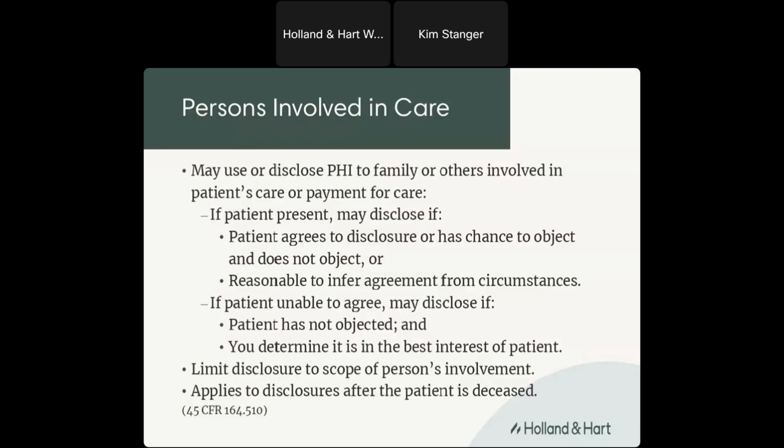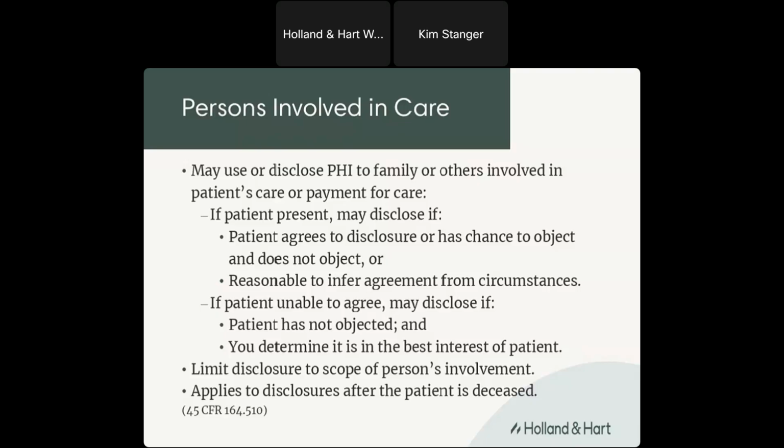So for example, if a patient comes in with their spouse, then you can assume that you can talk in front of the spouse and maybe disclose information to the spouse, because the patient apparently doesn't care if you do that in their presence. On the other hand, if the patient's unable to agree, maybe they're incompetent or not available, you may only disclose the information if the patient has not objected to your disclosures to this family member or others involved in the patient's healthcare, and you determine it is in the best interest of the patient to make that disclosure.